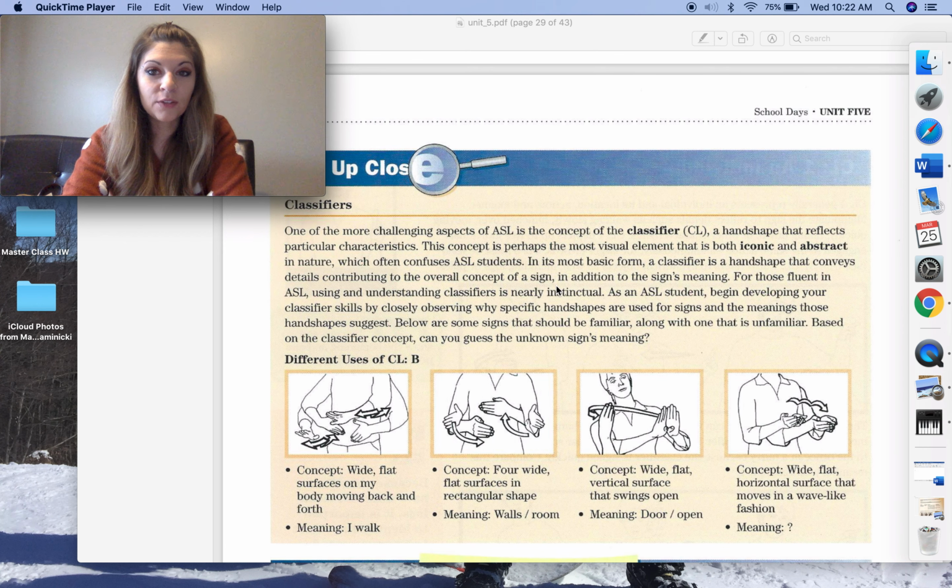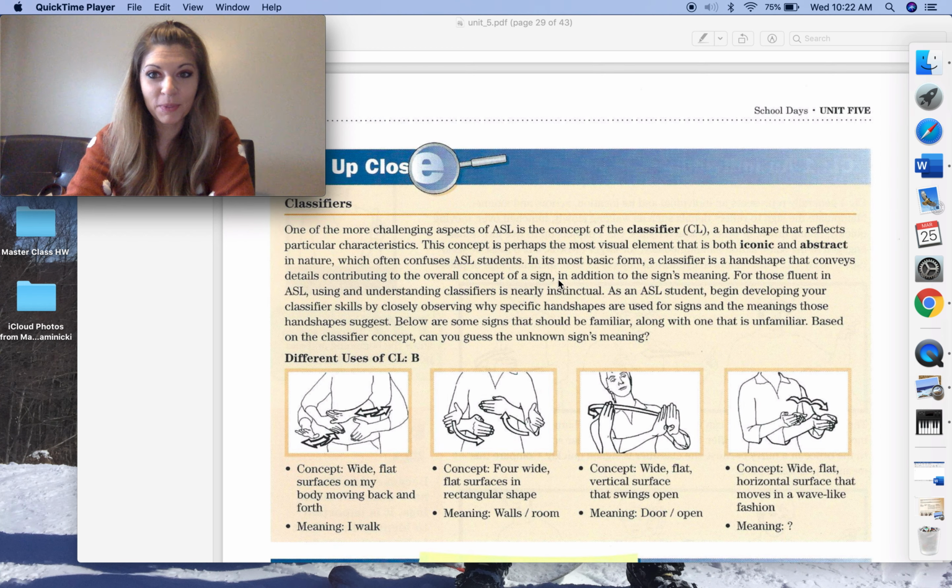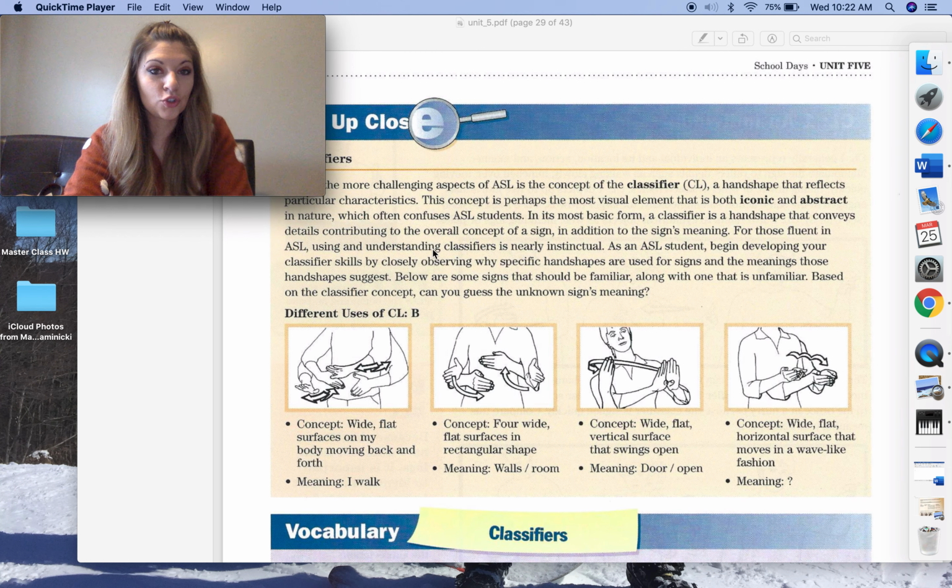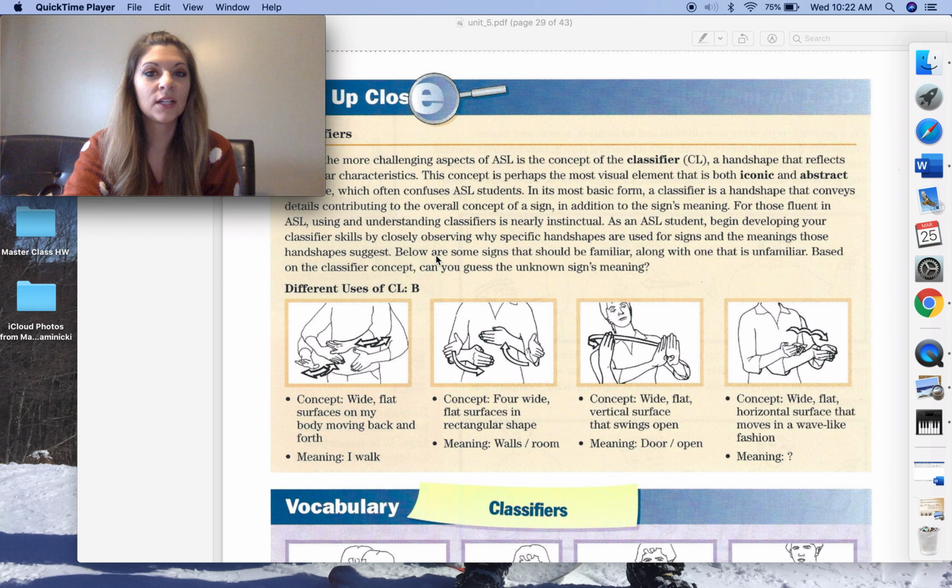In its most basic form, a classifier is a hand shape that conveys details contributing to the overall concept of a sign, in addition to the sign's meaning. Hold on to that. For those fluent in ASL, using and understanding classifiers is nearly instinctual. As an ASL student, begin developing your classifier skills by closely observing why specific hand shapes are used for signs and the meanings of those hand shapes suggest.